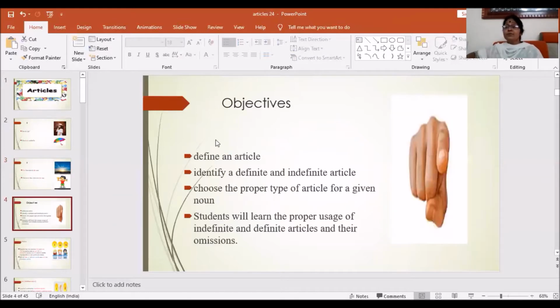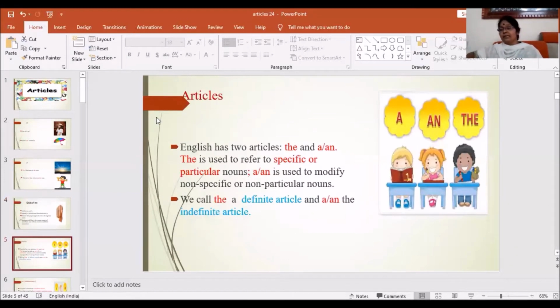So our objective is to define what an article is, to identify definite and indefinite articles, to help students choose the proper type of article for a given noun, and help students learn the proper usage of indefinite and definite articles and their omissions, right? That is to let know where to use the article a, where to use the article an, where to use the article the, and where not to use the articles. So let us now start off with defining what an article is.